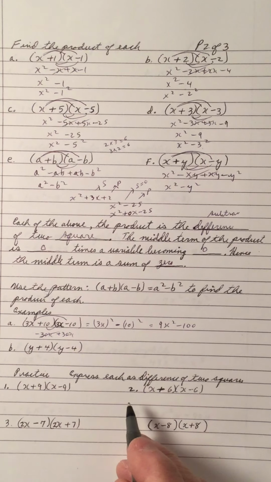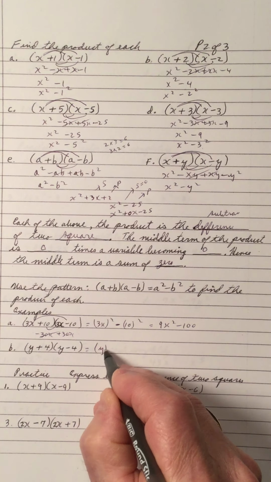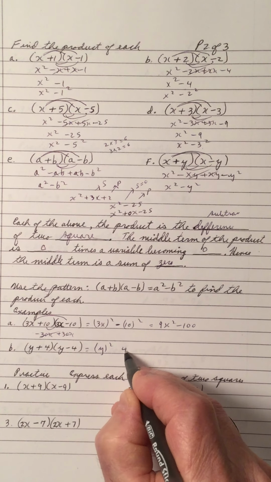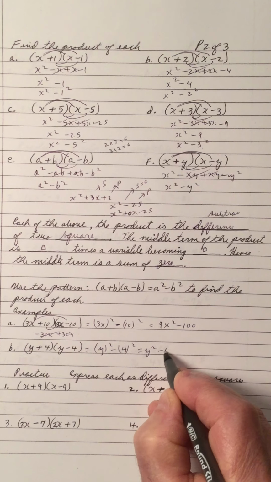The sum is 0. For part b, you square the y, you square the 4, and put a minus in the middle. And that gives you y squared minus 16.